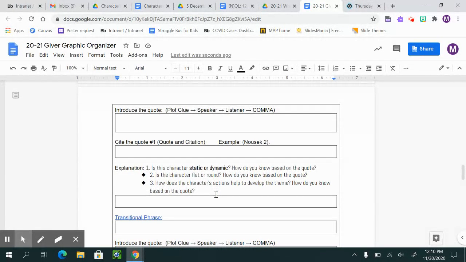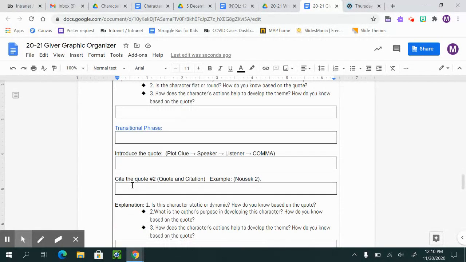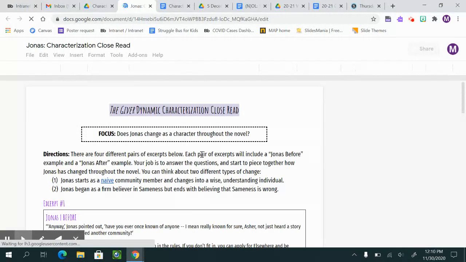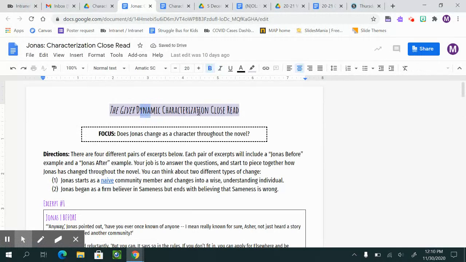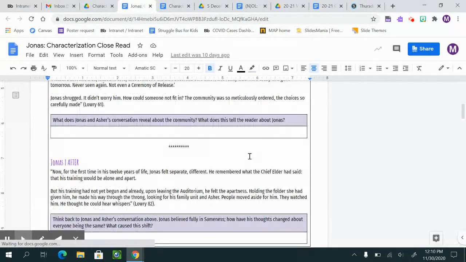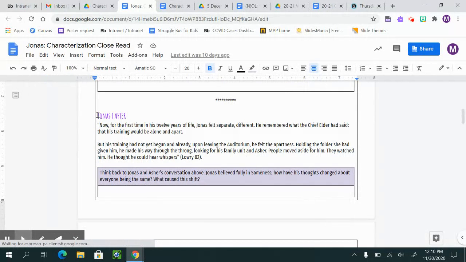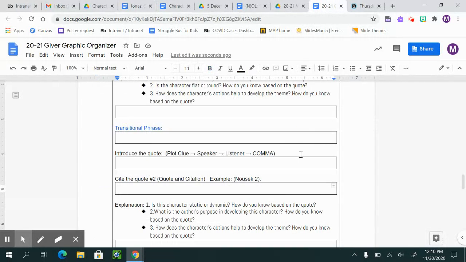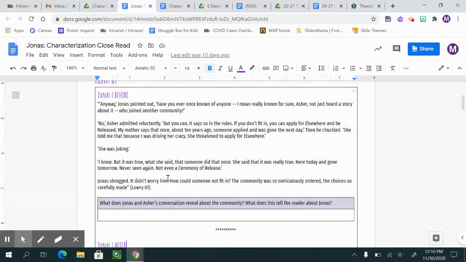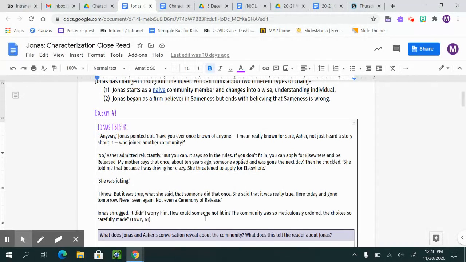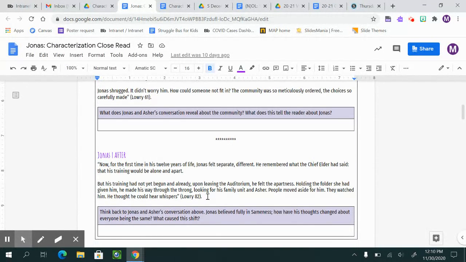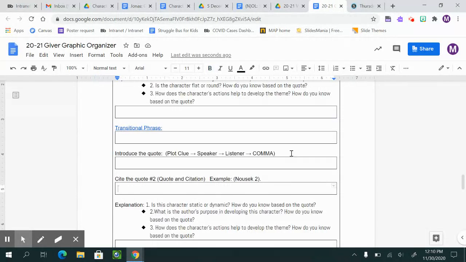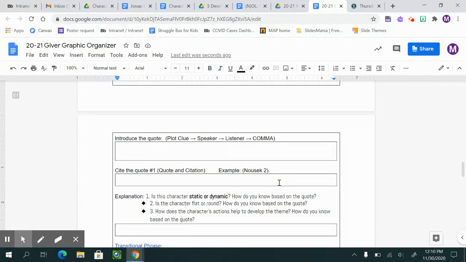Then what you need to do is find your quotes first. Remember what you worked on yesterday. You either worked on how Jonas was changing as a character, or how the Giver was. You can use this to help you, and you can even use the Jonas after parts or the Giver after parts. You don't want to use the Giver before parts because before doesn't tell you how he's changing, but you can use the after to explain how Jonas or the Giver changes.